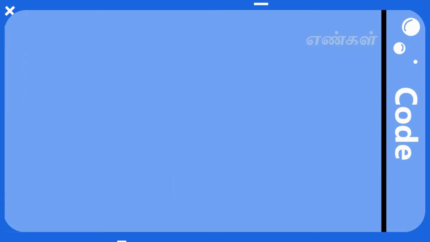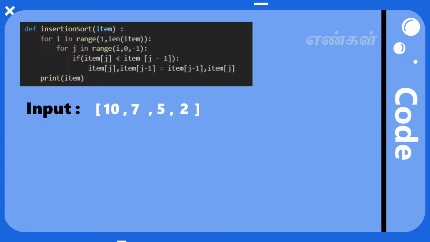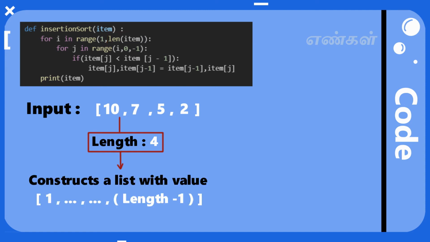Now let's see if we can understand the implementation of this algorithm. If we were to feed our sample Python code here with an input list, the first thing it does is calculate the length of our input list, as highlighted above. Using this value, it constructs a list in its memory with values ranging from 1 till length minus 1.